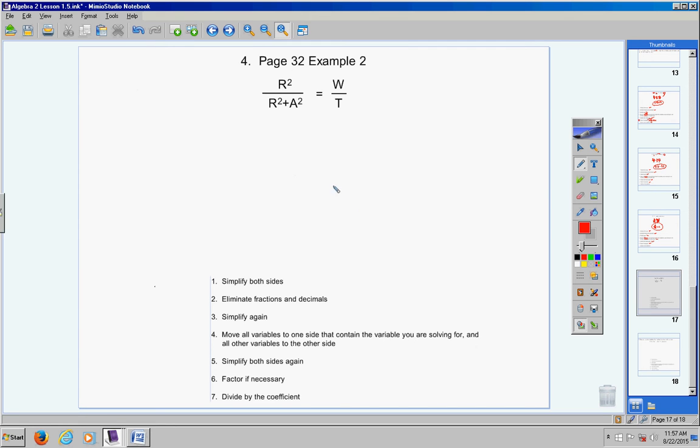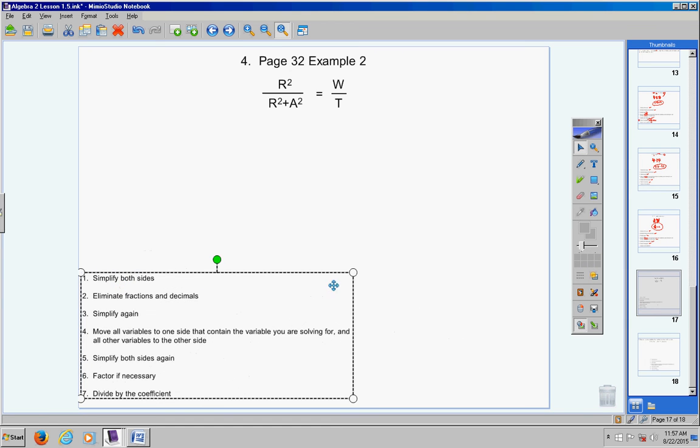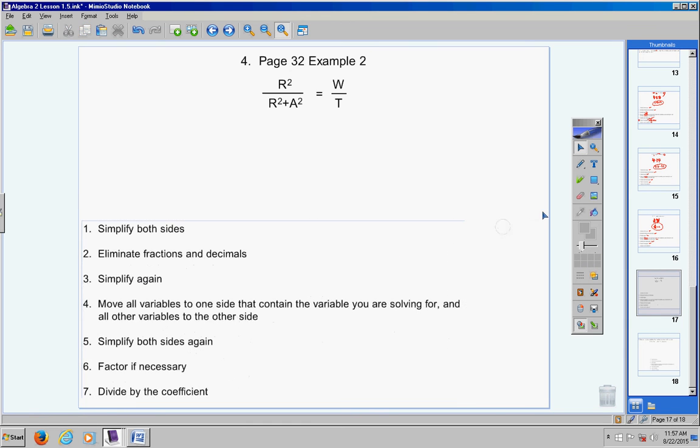Now, first of all, let's do part A. If you're looking in your books, and somewhere in your notes, I would put down page 32, example 2. I would write that down so you know where you got it from. But anyways, part A says solve for W. So we're going to solve for W. Got it? We're going to get W all by itself.